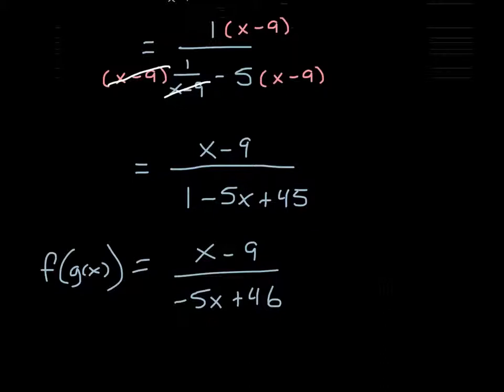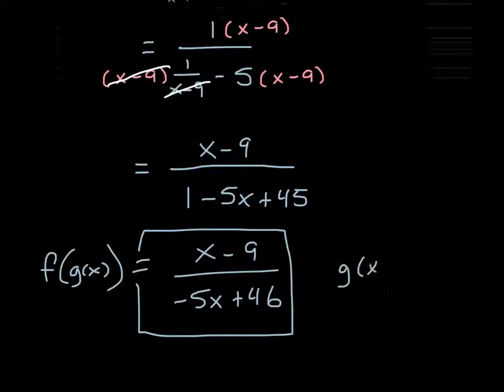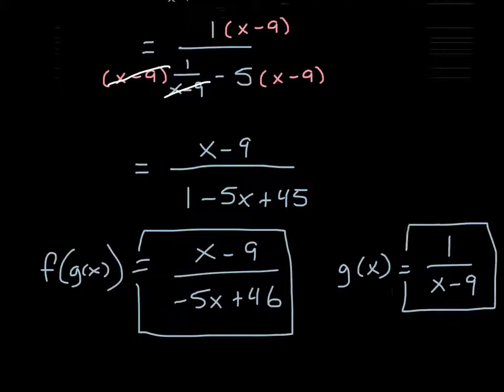Alright, now let's tackle the conversation of domain. What we need to find the domain is this composition that we've just found right here, and we have to look back at the inner function, which is g of x. Again, g of x was 1 over x minus 9. And what we need to find is the domain of this composition is the intersection or the combination of the domain of this inner function and the domain of the second function.